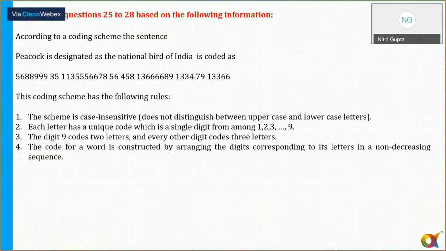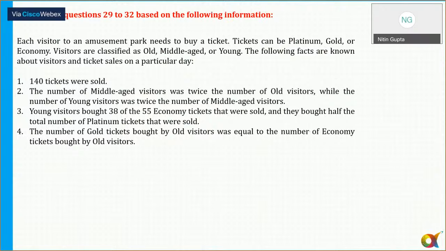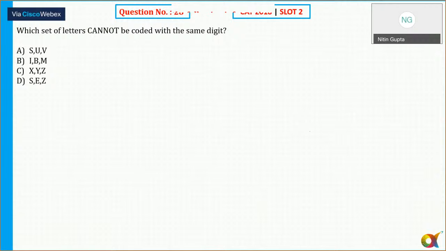Yes or no? Similarly 29 to 32, the moment you read it you know how to do it. So this was also easy, you could do this. So any set, the moment you read it and you can understand it, that set you should attempt.